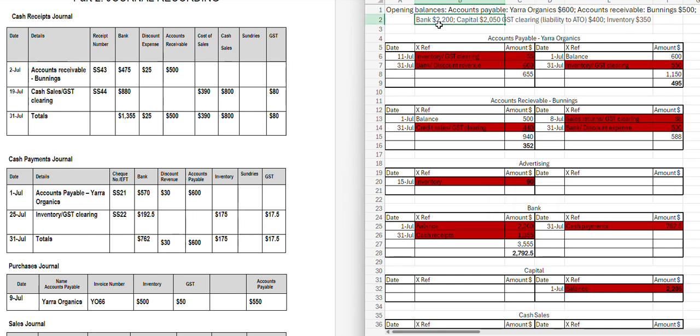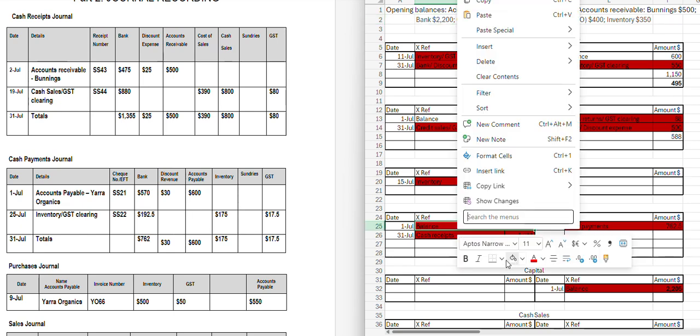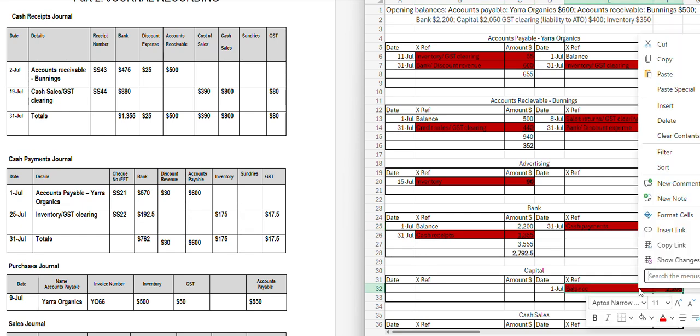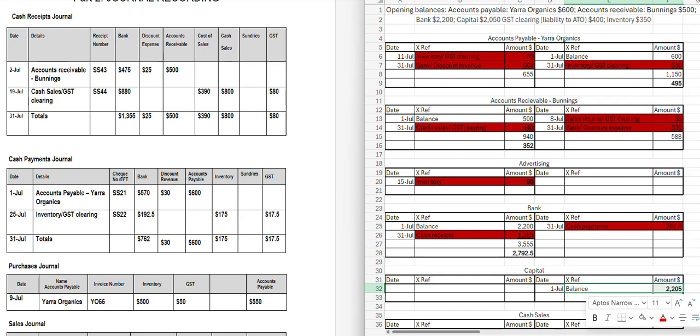Next row, we've got 2200 in the bank. Bank's an asset, so the opening balance goes on the debit side, and for all of these we just cross-reference this with bank. Then we've got some capital. Capital is owner's equity. Owner's equity is on the credit side of the balance sheet, so that's where we'll plonk the balance. Although I did put in the wrong number there, 2250. Let's just update that. Okay.